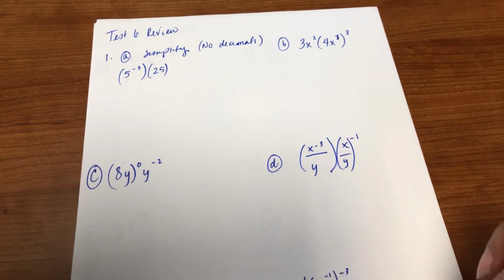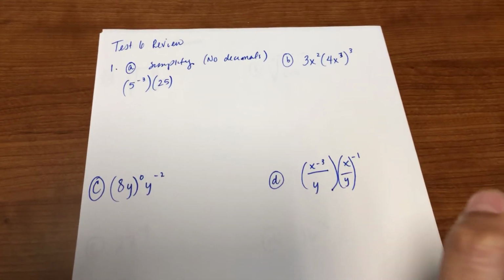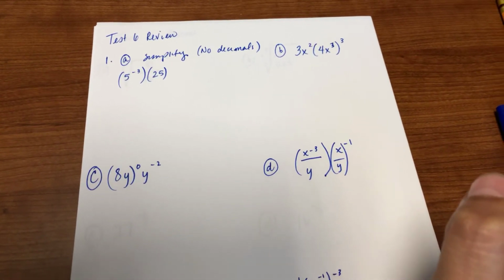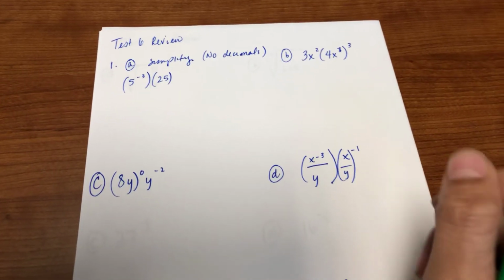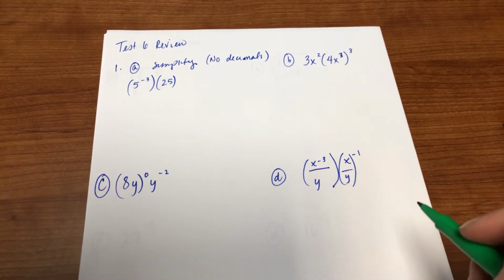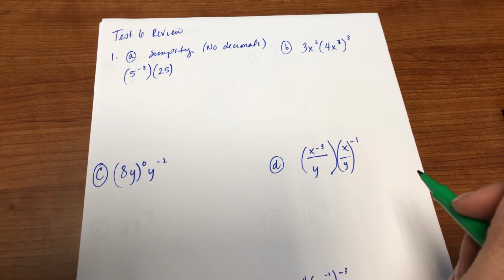I'm going to go ahead in this video and do all 6 problems, so you might have to fast forward or rewind as you see fit. So let's get started. This is over negative exponents and simplifying, utilizing all of our rules.